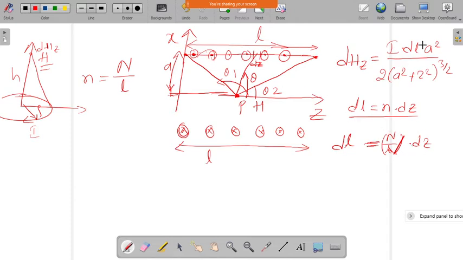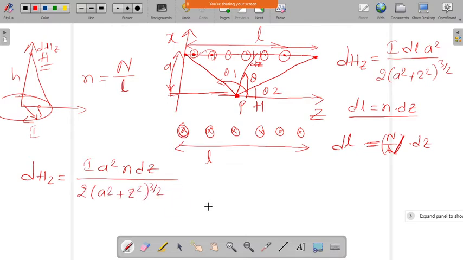Now we can replace that here and write dHz, which is nothing but I into a square n dz, divided by 2 into (a square plus z square) whole power 3 by 2. Now from the figure you can see, if I take the differential length with respect to this z axis, this is your theta.